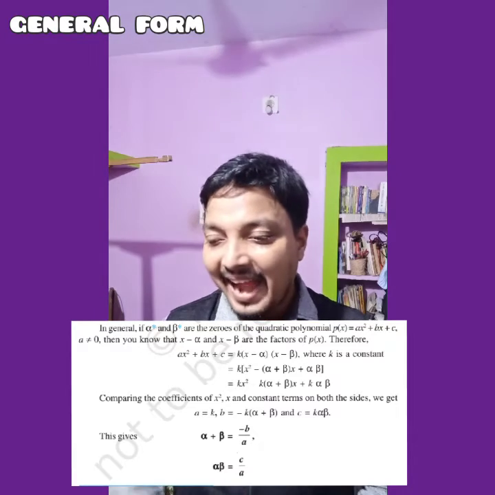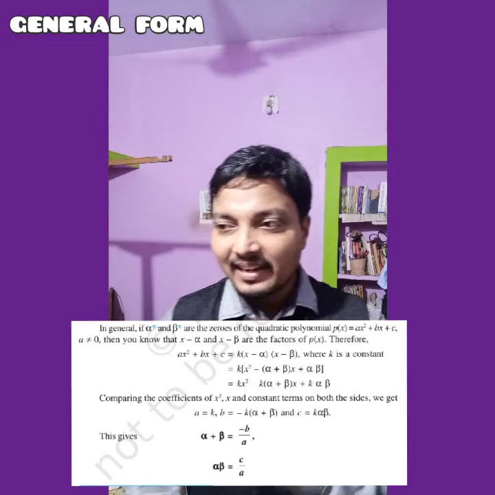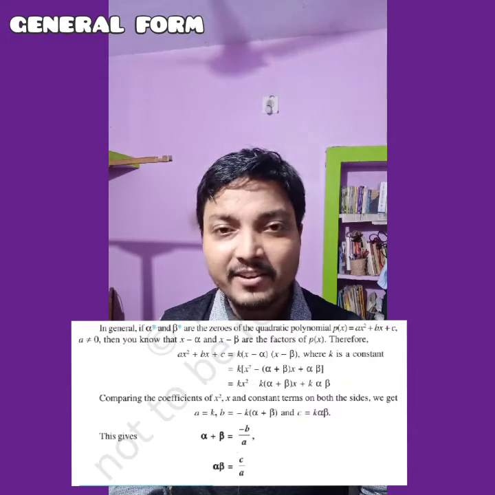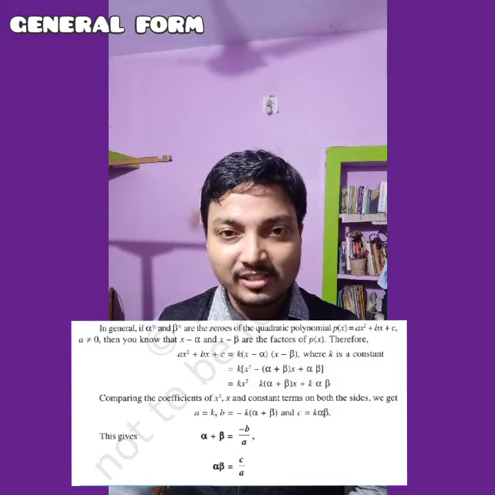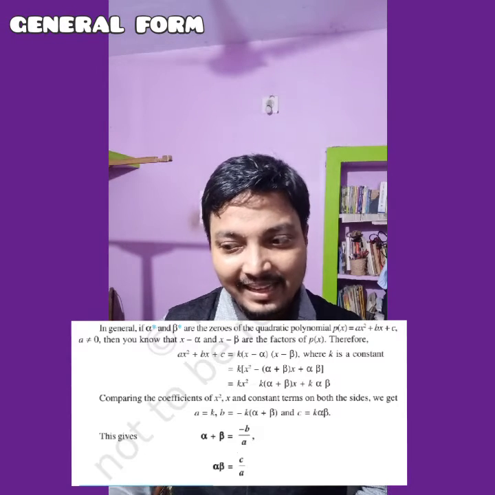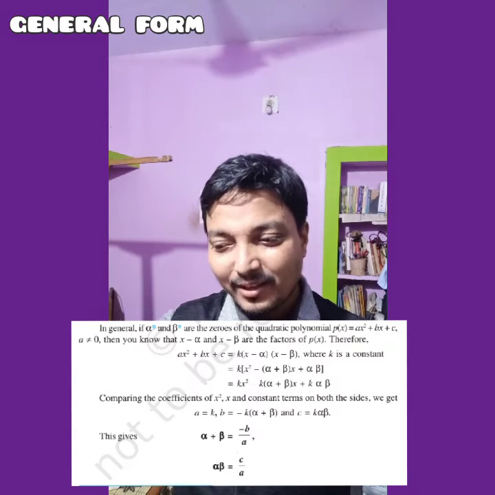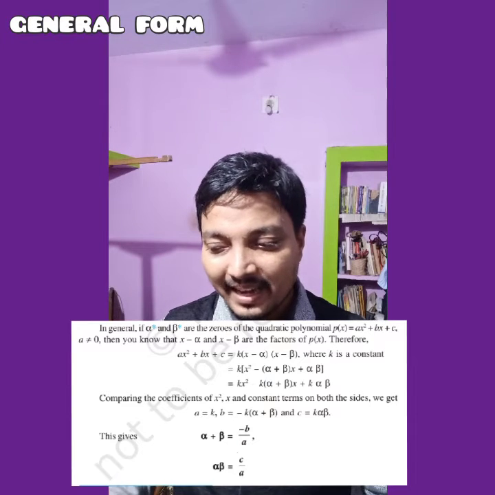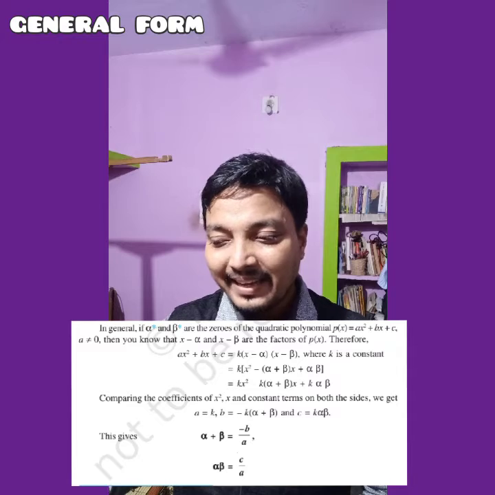Is it okay? And another one is comparing the constant term of both the sides. The left side constant term is c, and the right side constant term is alpha into beta into k. So alpha into beta into k is equal to c. I want to check the product of the two zeros, which means alpha beta. The rest I just have to transpose to the right side. On transposing k to the right side, it becomes alpha into beta is equal to c by k. And k is also the same as a from the first comparison. So c by k means c by a.